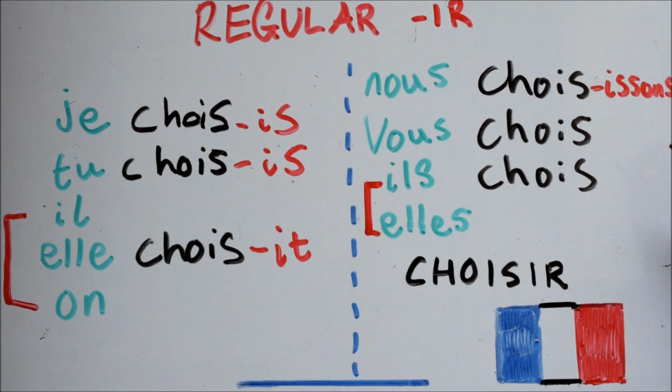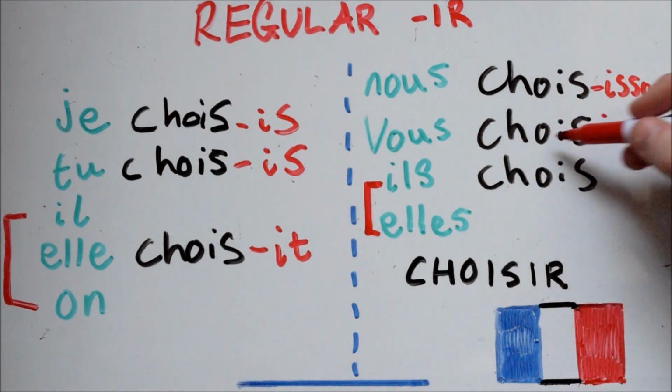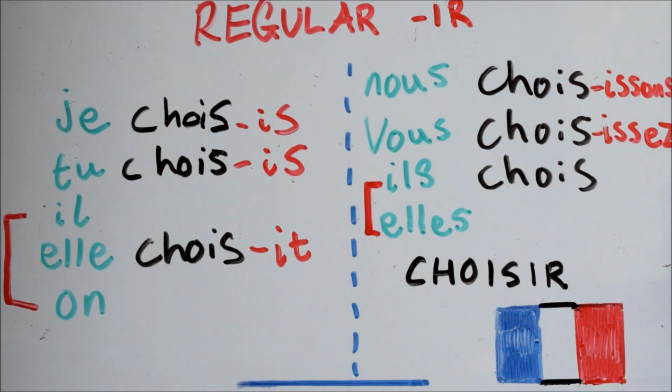Next, we have vous. It is similar. The ending is I, S, S, E, Z. Vous choisissez. Vous choisissez.